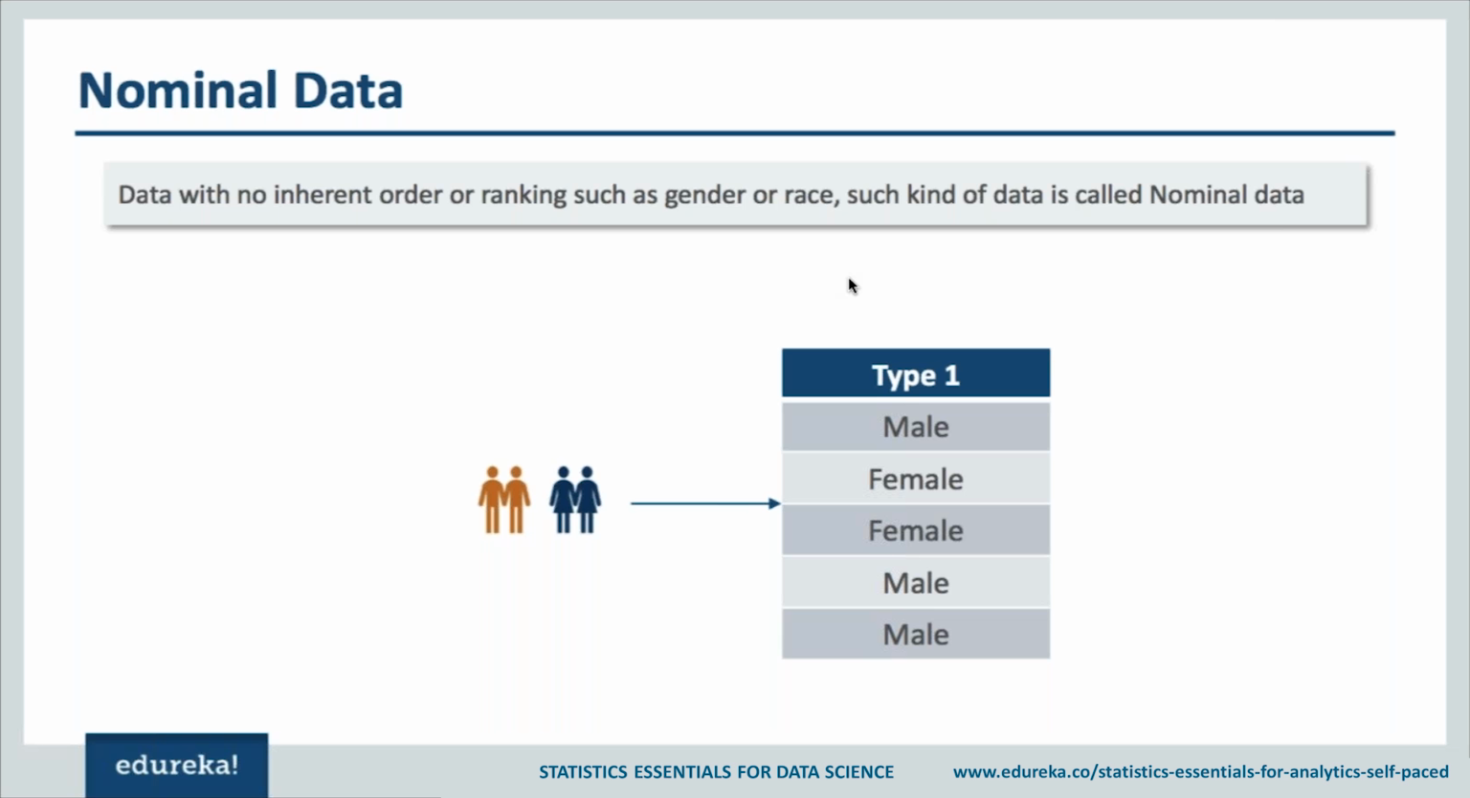There is no ordering. It doesn't matter whether male comes before female, or females come after male. The ordering here doesn't matter. So these kinds of data are called nominal data.